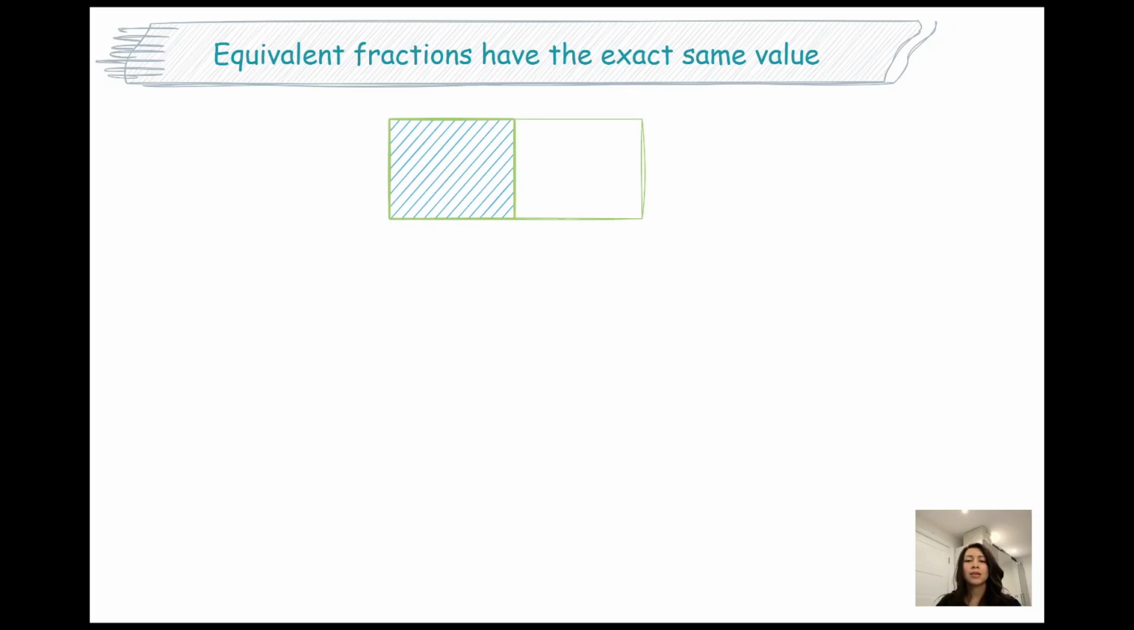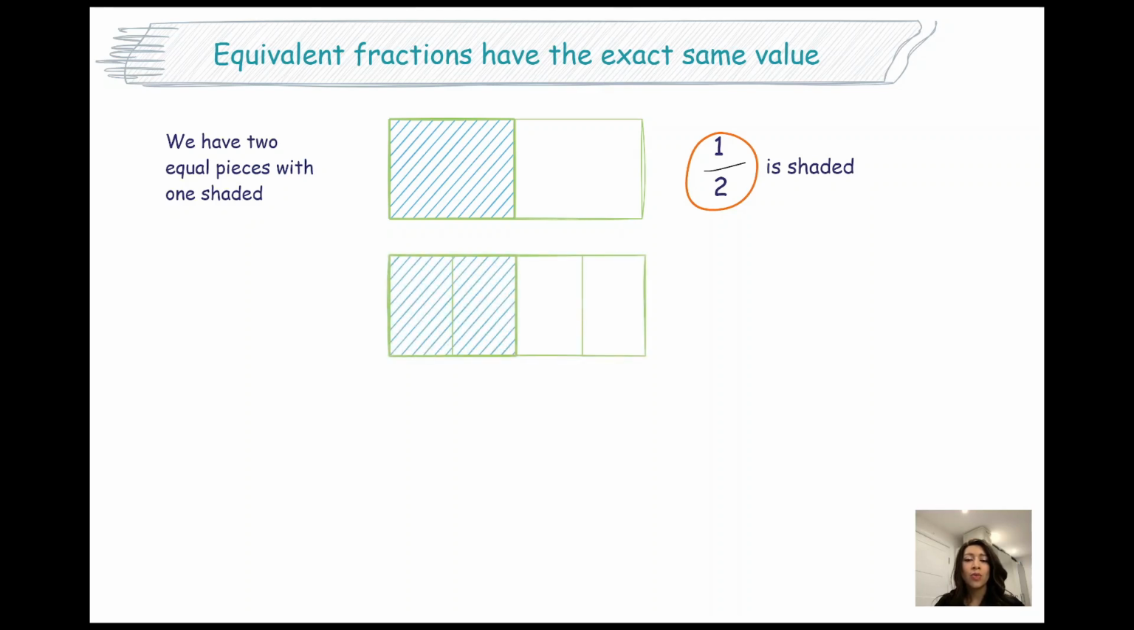So here we can see a bar, which is split into 2. We have 2 equal pieces with one side shaded. So we can say that 1/2 is shaded. Now we can see another bar underneath, split into 4 equal pieces. We can see there are 2 pieces which are shaded. So we can say that 2/4 of this bar is shaded.